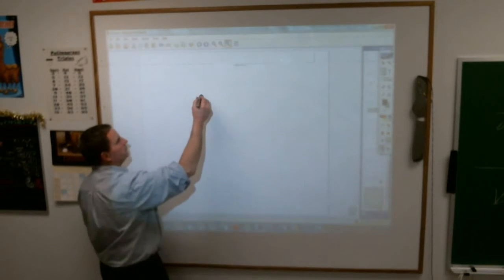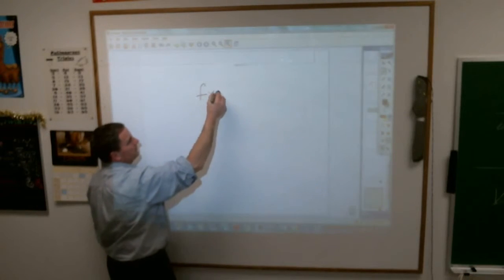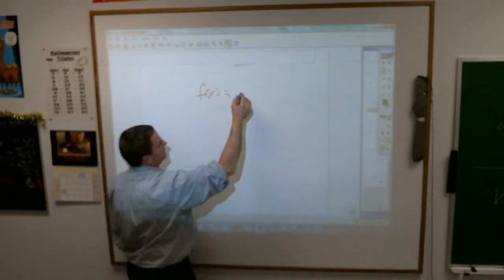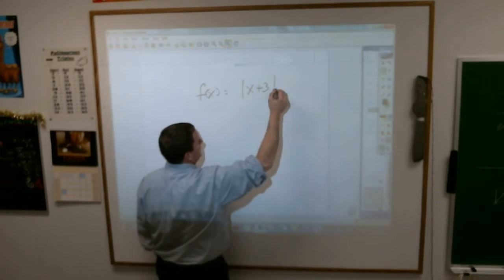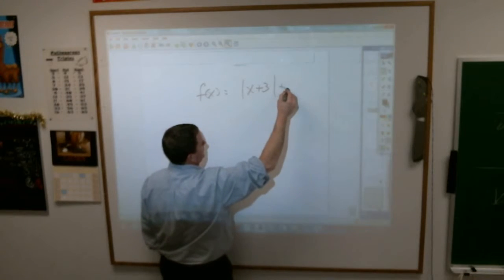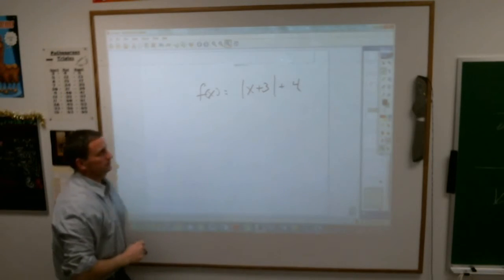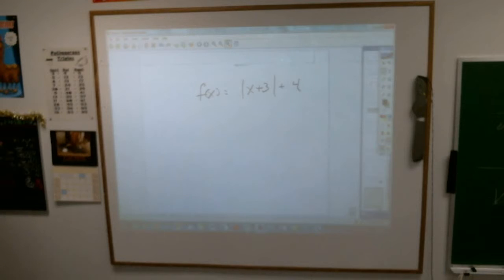So here, let me give you one. You graph this, just sketch the graph of f of x equals the absolute value of x plus 3, plus 4. You should have it graphed almost by now. Sketch me the graph of where that would be.